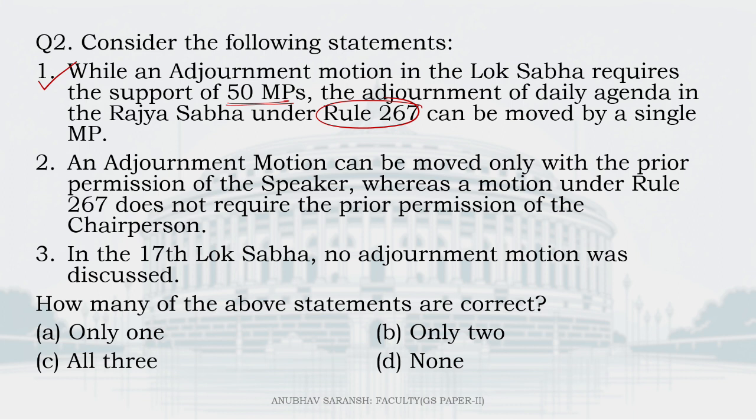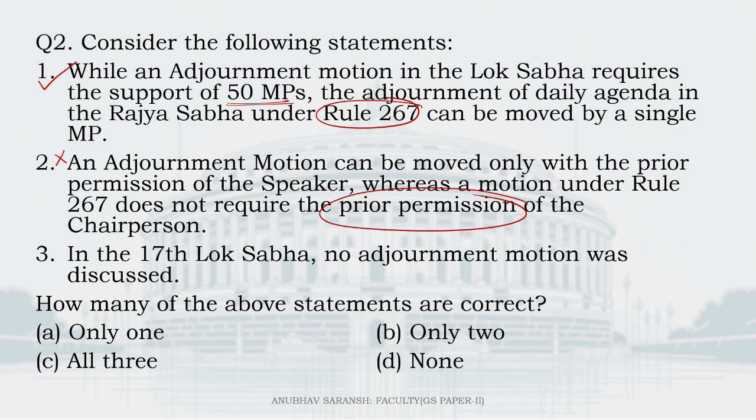Number 2, an adjournment motion can be moved only with the prior permission of the Speaker, whereas a motion under Rule 267 does not require the prior permission of the chairperson. This is wrong. When you move a motion under Rule 267, you need the prior permission of the chairperson. Without the permission of the presiding officer, how can you move a motion to suspend the daily agenda of the House? So 2 is wrong.